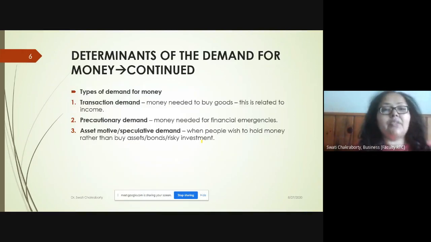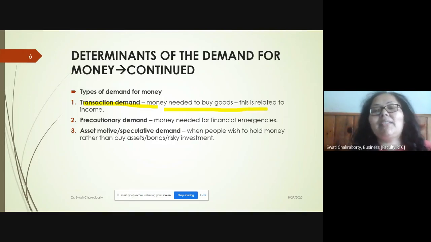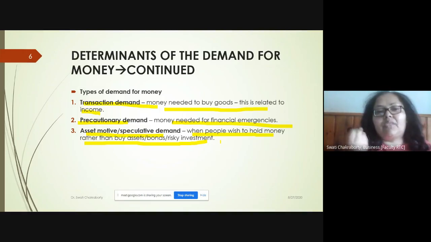So what are the types of demand for money that we have? We have transaction demand for money, where money is used to buy goods. This is basically related with your income. The more income you have on hand, the more goods you can purchase. Then precautionary demand: money is also kept for meeting emergencies, financial emergencies. And the third is asset motive or speculative demand. That's when people wish to hold money rather than assets, bonds, or risky investments. So they don't want to invest in these illiquid assets. That's what they want to hold. Why? Because, just as we explained, it will give them less interest.